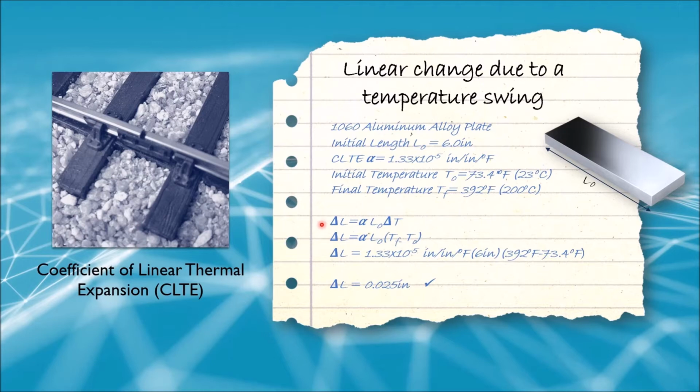To calculate the dimensional change due to the given temperature swing, we will be using this formula. As presented here, the change in length is a function of CLTE, initial length, and temperature swing. To get the numerical value, let's plug and chug the given information. We will be using 1.33 times 10 to the negative 5 inch per degree Fahrenheit in place of alpha or CLTE, 6 inches for the initial length, and then subtract 73.4 Fahrenheit from 392 Fahrenheit to get the delta T. That yields 0.025 inches expansion, or 25 thousandths of an inch. Pretty straightforward.